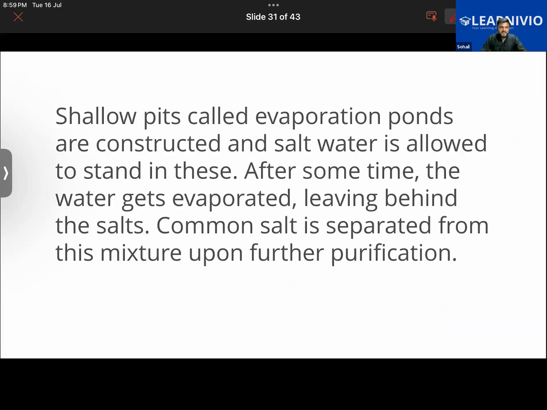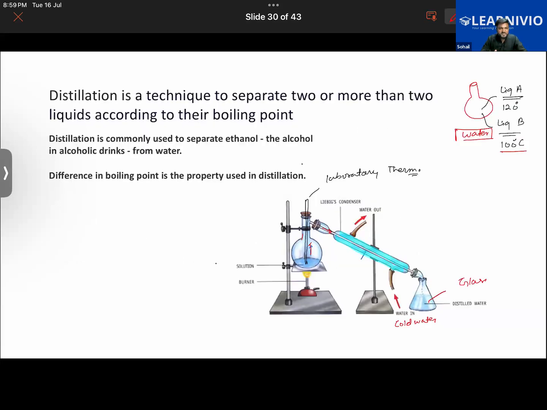Next, by the way, this is a separation technique that is used to obtain important products. For example, I'm just giving you one example. Sir, this is used for two liquids. Yes, two liquids. I'm telling you about the examples.